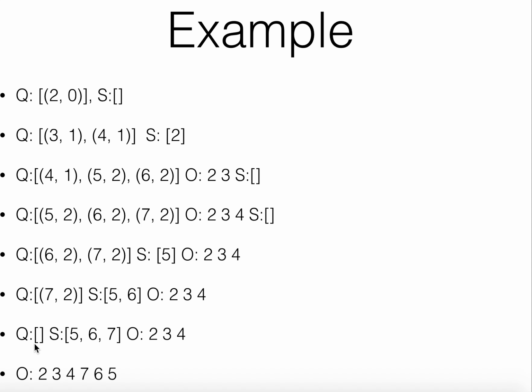And now your queue is empty, you break out of the loop, but your stack is not empty yet. So now you would just pop out the stack and print out the elements. So that would be 7, 6, 5. So now your zigzag traversal is basically done.